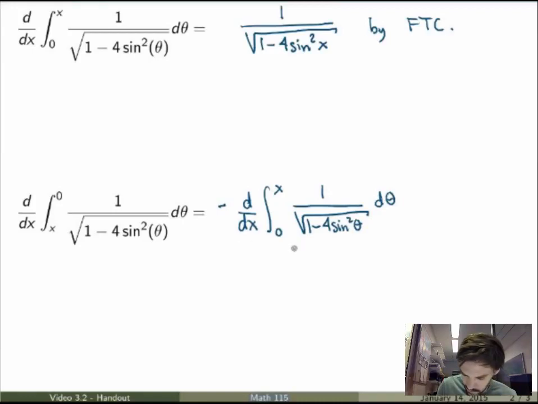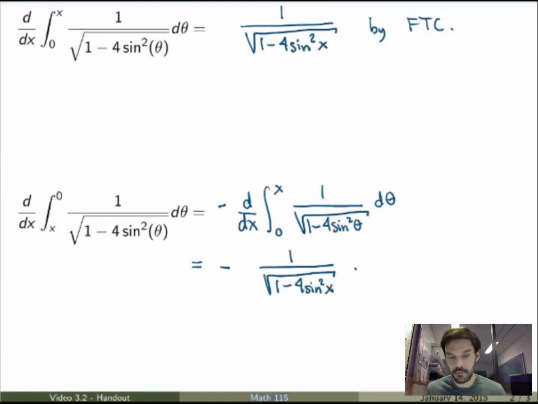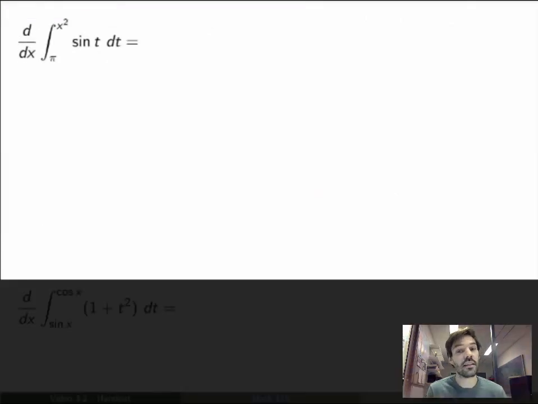And now I can use FTC to evaluate this integral here. By FTC, this is just the function inside. Still have my minus sign, and then I get the function inside, but as a function of x. And that would be the final answer by FTC. So there was one more step here, which was the exchange of the limits of integration. Okay, but sometimes it's even more complicated than that. All right, so let's look at the next example.